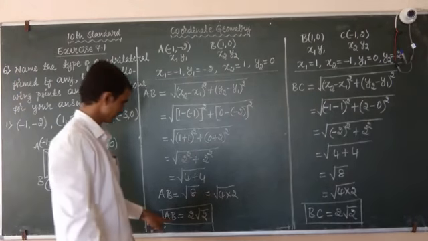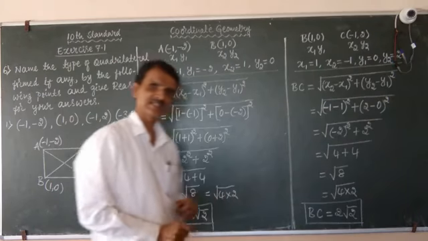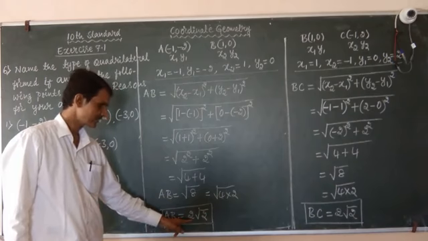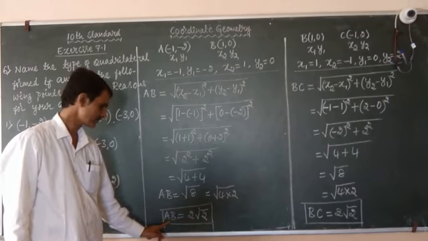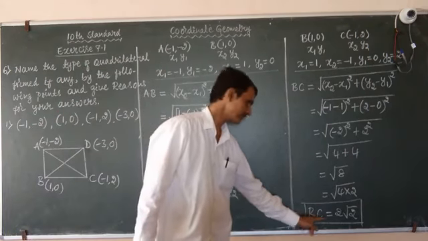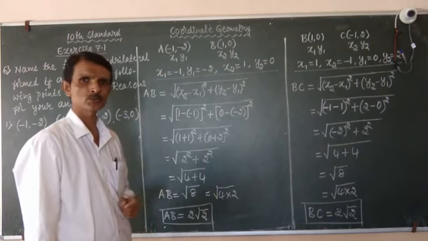So if you observe the values of AB and BC, we have the same value. Here the value of AB is 2 root 2, and the value of BC is also 2 root 2.